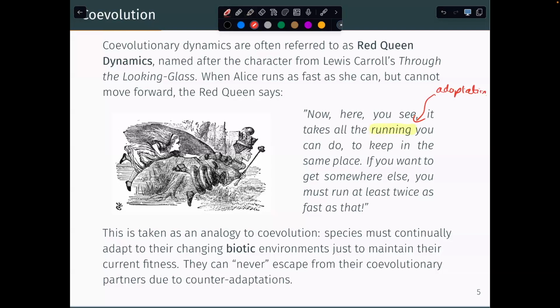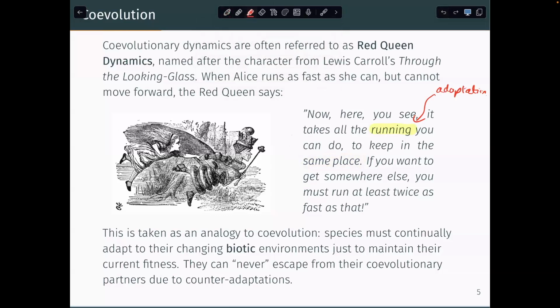So you're having to run as fast as you can. In other words, you're having to adapt continuously as much as you can. This idea of the same place is really all about relative fitness. It's all about relative fitness.